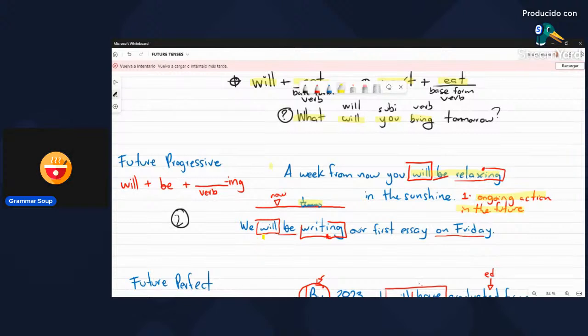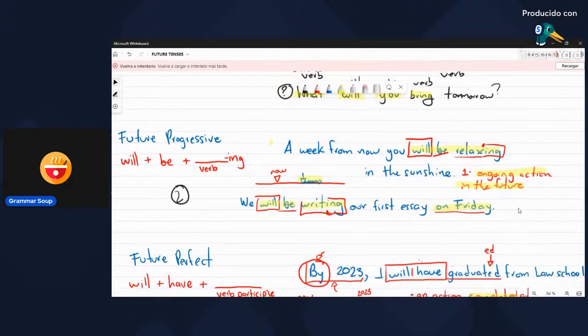For example, here, we will be writing our first essay on Friday. So this person imagines that he will be doing that on Friday. Yes, probably for a few minutes, maybe 30 minutes. How long do you take on writing an essay? Maybe 40 minutes, 1 hour, maybe. So this person imagines himself writing on this day. Yes, something that will take some time.